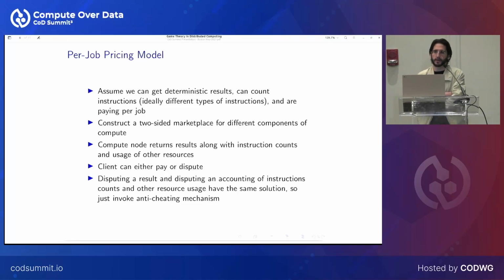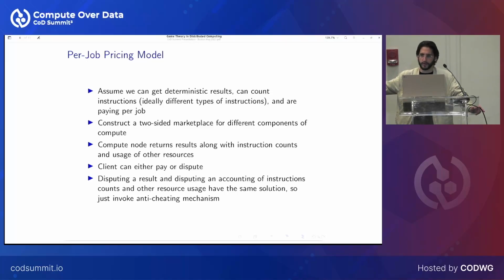So you have some kind of Docker container that you're running, or WASM, ideally WASM, because that's how you can be relatively sure about determinism. And you're paying for the entirety of that job, right? You're not paying per time right now, and so you basically construct a two-sided marketplace for different components of compute. So you basically have a price per FP32 instruction, a price per FP64 instruction.